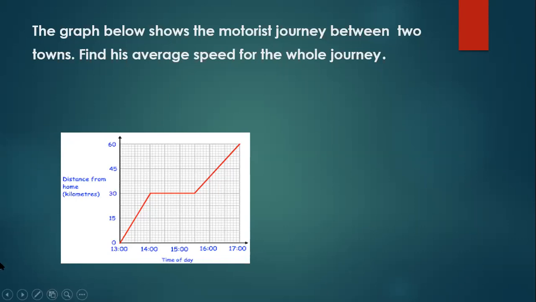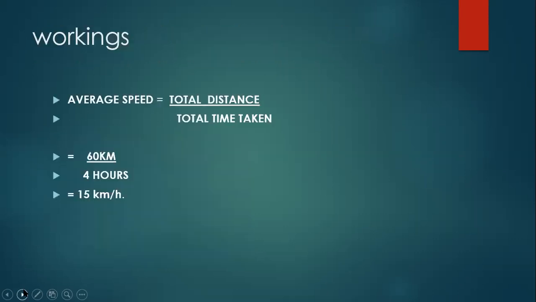So already we will find our answer. Remember, we said average speed for the whole journey is equal to total distance traveled over total time taken. So 60 kilometers was covered in 4 hours, or the journey took 4 hours. So what is the speed in kilometers per hour? 60 divided by 4, 15 kilometers per hour.